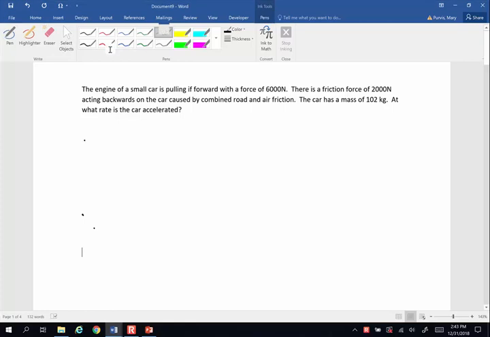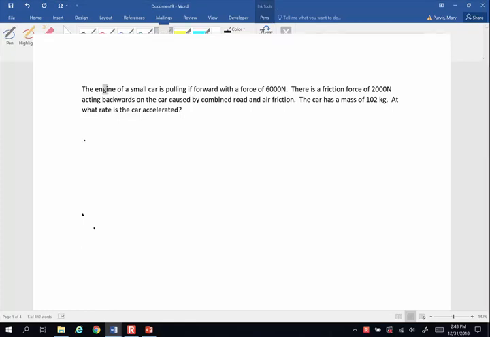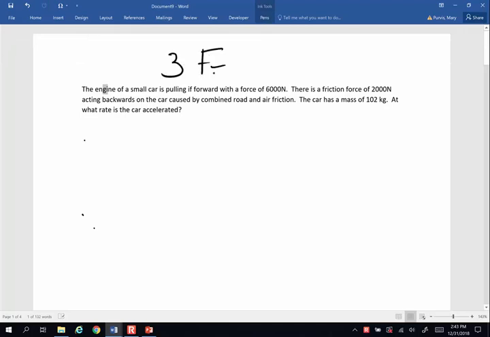Hi folks, this time we are going to do three simple F equals MA math problems. Oops, I lost my ink. So here goes. Here's the first one.